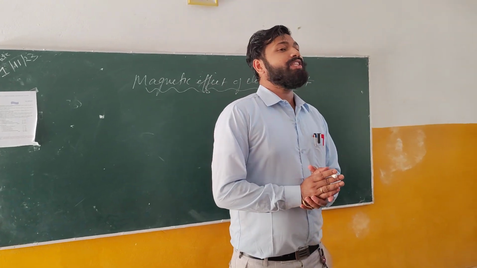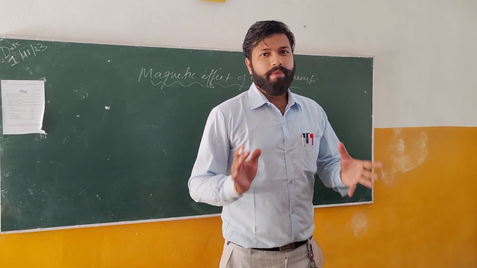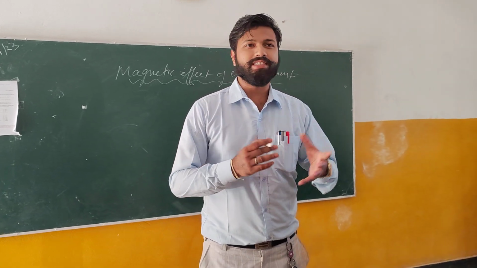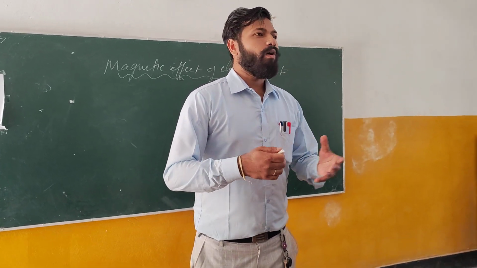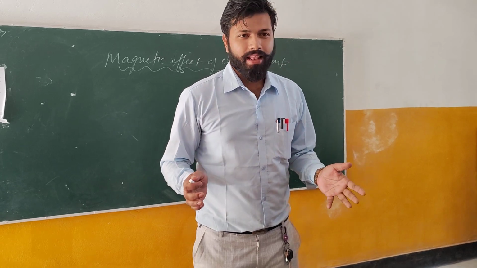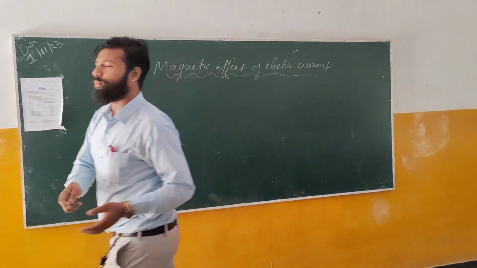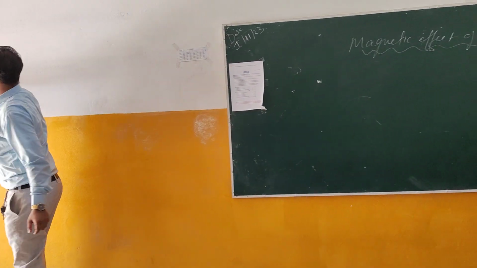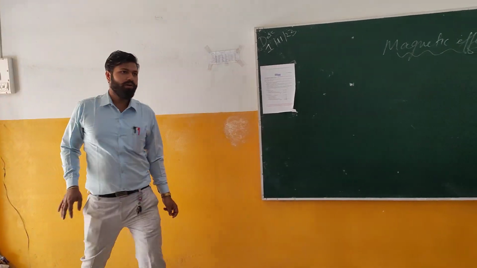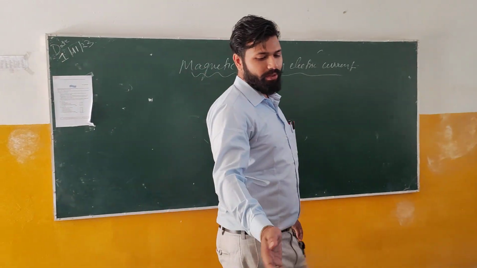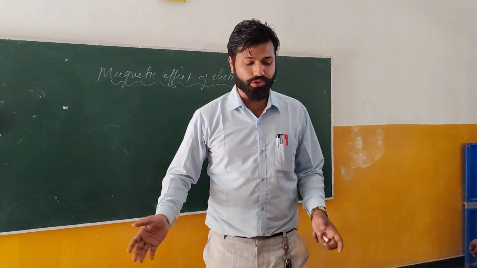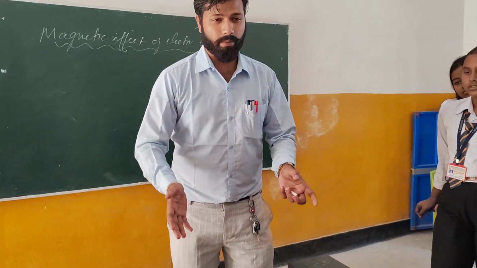As you've learned the theory of this chapter, right? What is a magnet? It has two poles, north and south. Unlike poles attract, like poles repel. But today I want to show you practically, is it true or wrong? Okay, so we have magnets, we have some other devices that we are using. So I am going to introduce all the devices that we are using for this experiment.